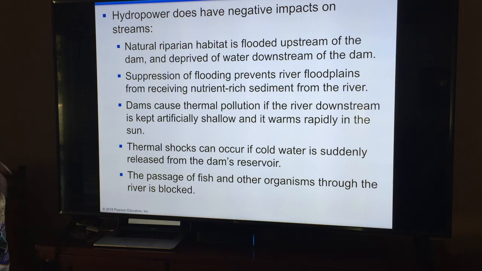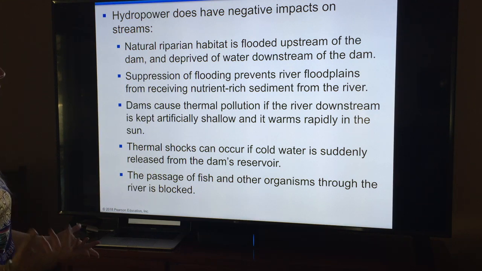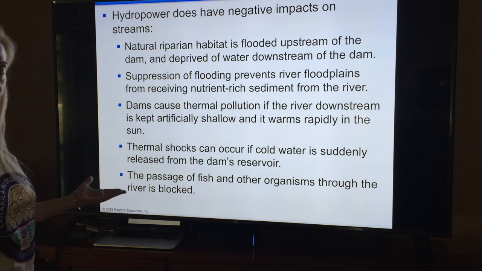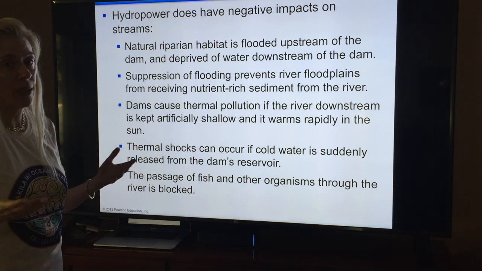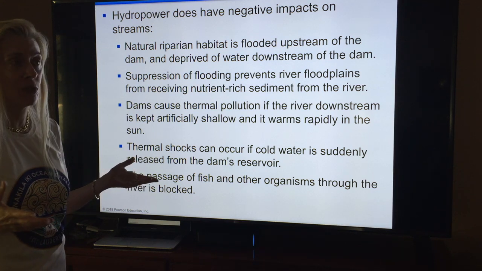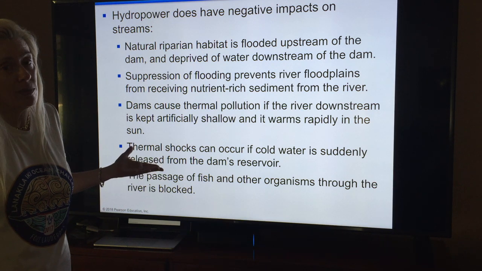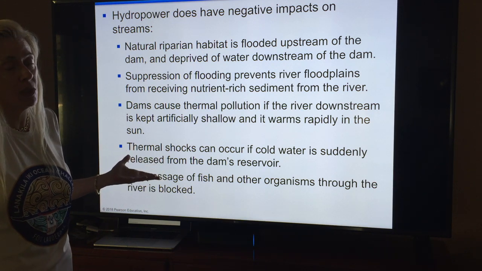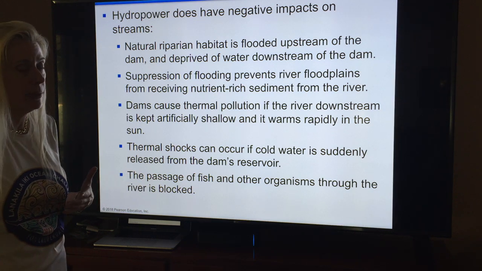Negatives. Natural riparian habitats, riparian meaning river, are flooded upstream of the dam and deprived of water downstream of the dam. Pretty much every river in the United States has a dam on it somewhere. And then what happens if those dams interfere with the flow of water? We talked about this: most rivers flow through multiple countries. If you want to dam it up for electricity, the country behind you is going to be a little upset.